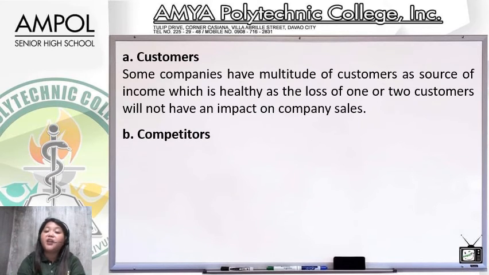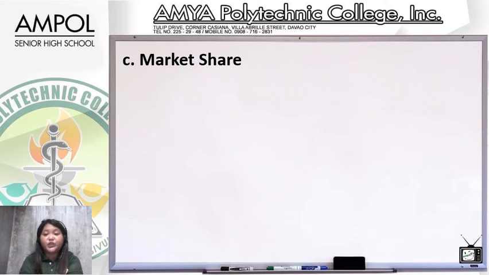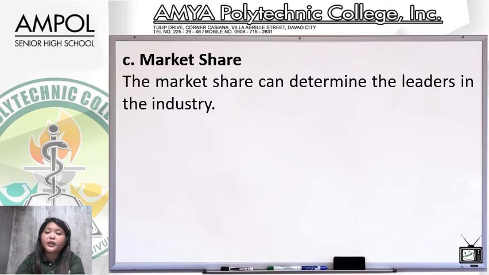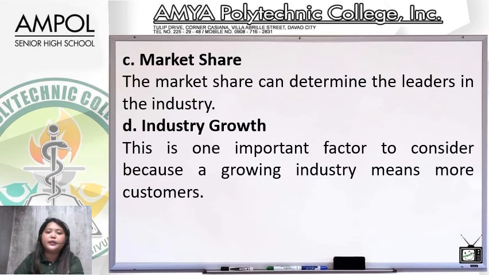The second one is the competitors. The company's competitors may dictate the price of the product in the industry. Thus, in pricing its products, not only are the costs of producing the product considered, but also the prices of the competitors' products. The third one is the market share, which can determine the leaders in the industry. The fourth one is the industry growth. Industry growth is an important factor to consider, because a growing industry means more customers.